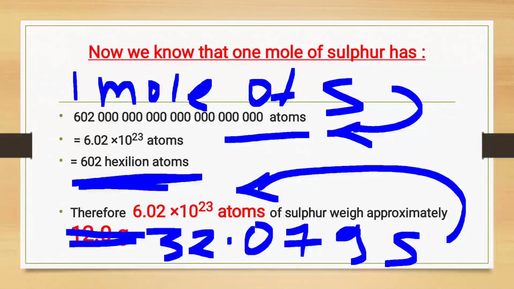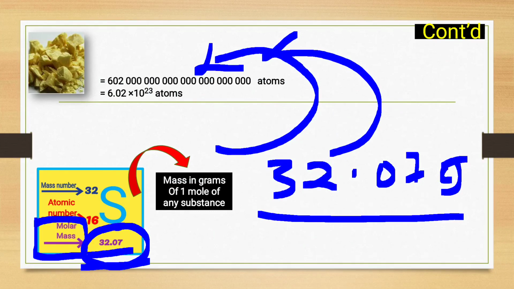Basically, that is how we are able to calculate the number of atoms from the mass number, or ideally the molar mass, of any given atom.